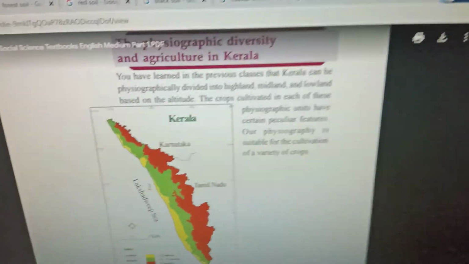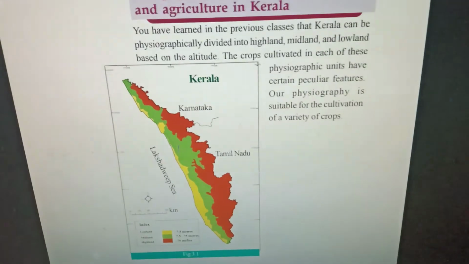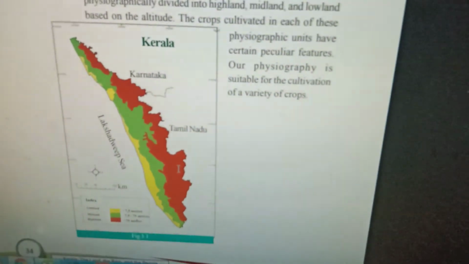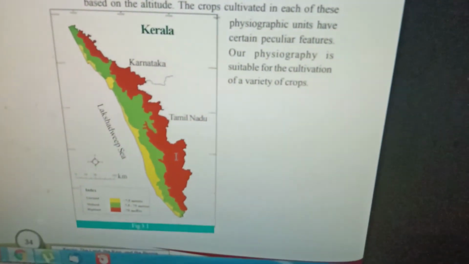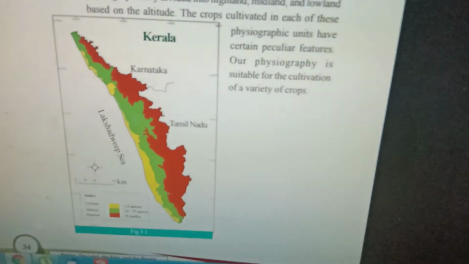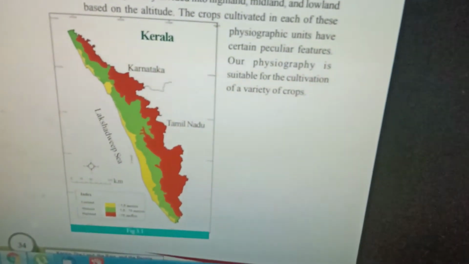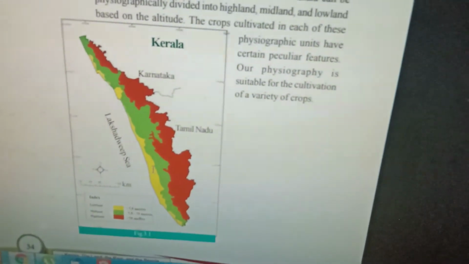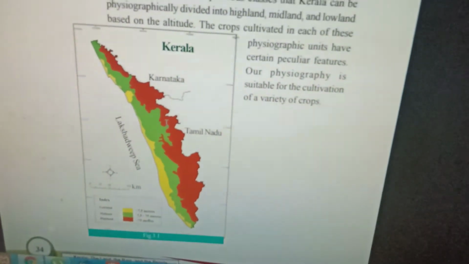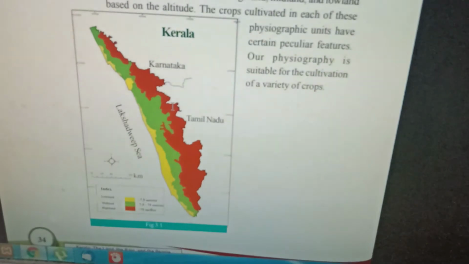Okay, this is a map that shows the physiographical classification of Kerala. This brown color shows the regions that belong to highland. Then this green color represents midland and this yellow color represents lowland. So this is the physiographical classification of Kerala.